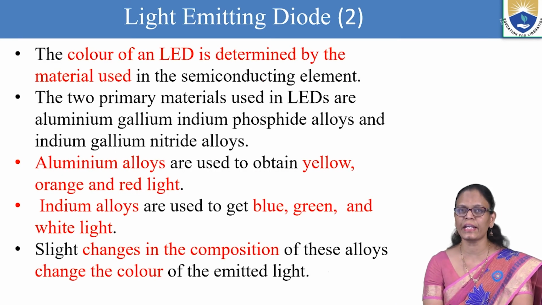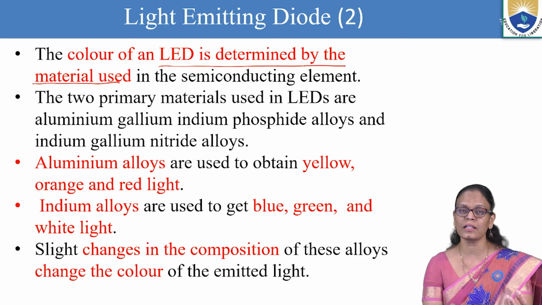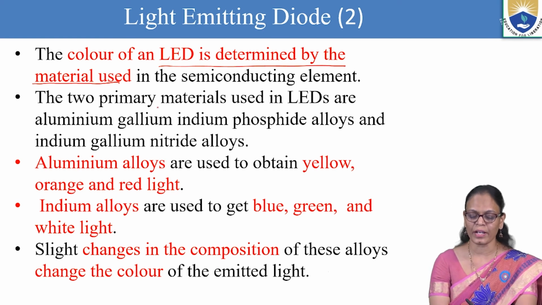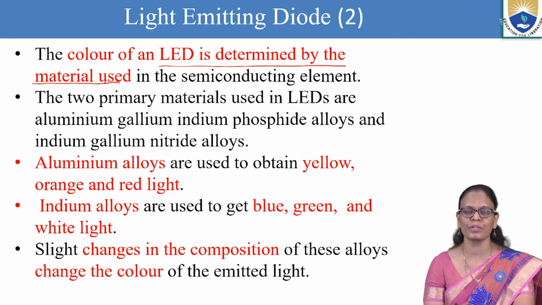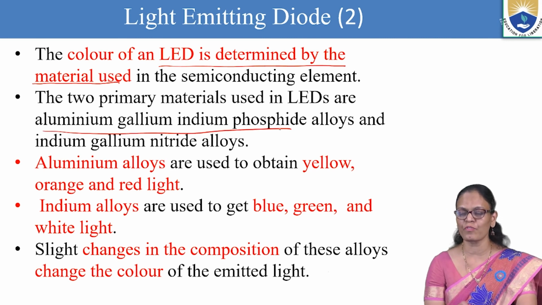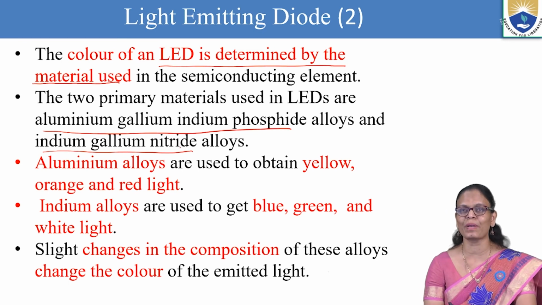So the color of an LED is determined by the material that is used. It depends; the color is related to the wavelength. So if the wavelength varies, the color varies. The light emitted by an LED may be in different colors, and it depends upon the material we are using. The two types of materials used in LEDs are aluminium gallium indium phosphide and indium gallium nitride alloys. These are the two types of materials which are extensively used in making LEDs.